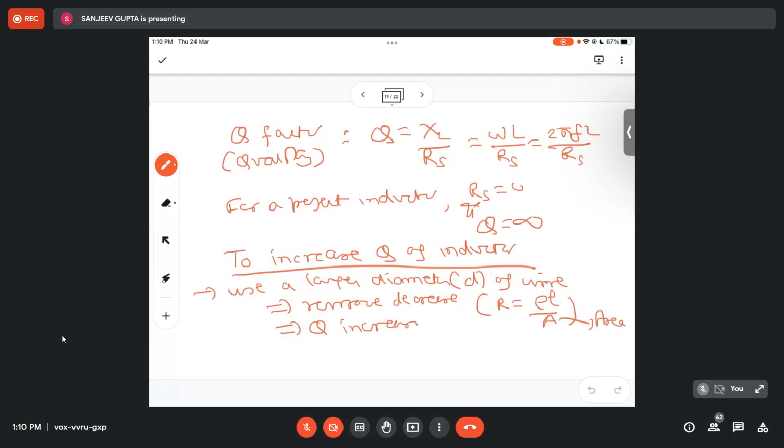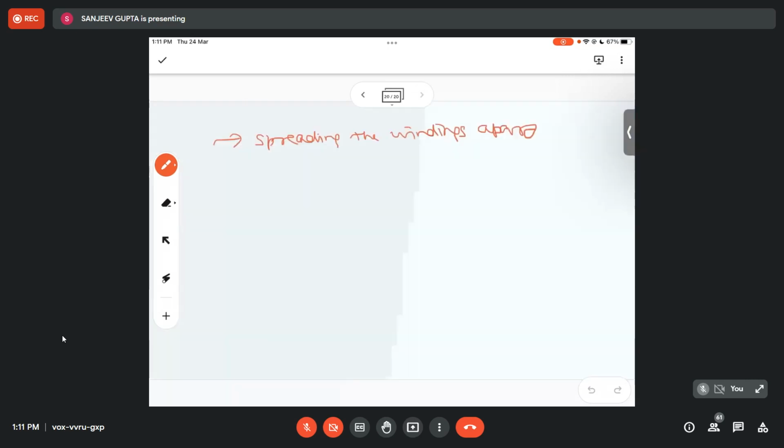I don't use the word diameter here, no, D here, because it will be confusing. Diameter or radius. Or increasing, spreading the windings apart, the distance between them, let's say D.